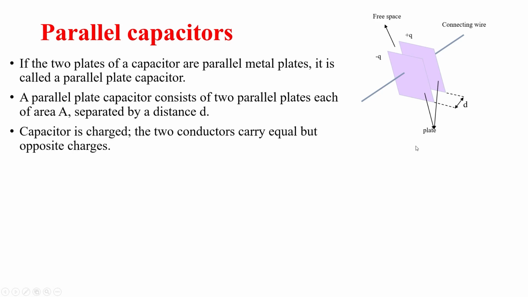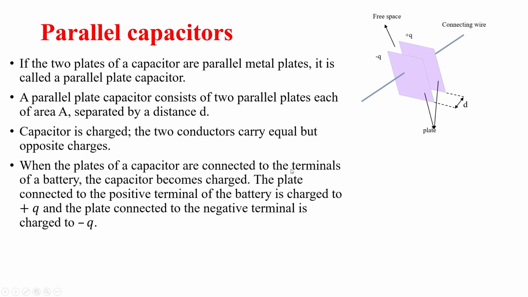When a capacitor is charged, the two conductors carry equal but opposite charge. If both these metal plates are charged, both carry equal charge, one carries positive charge and the other carries negative charge. When the plates of a capacitor are connected to the terminals of a battery, the capacitor becomes charged. The plate connected to the positive terminal of the battery is charged positive, and the plate connected to the negative terminal is charged negative.